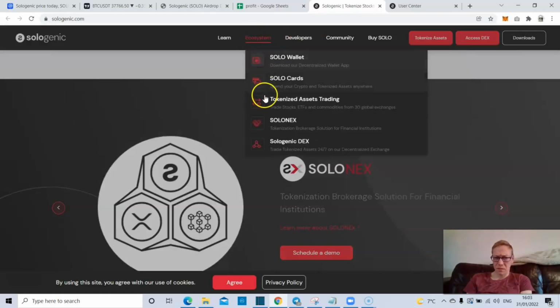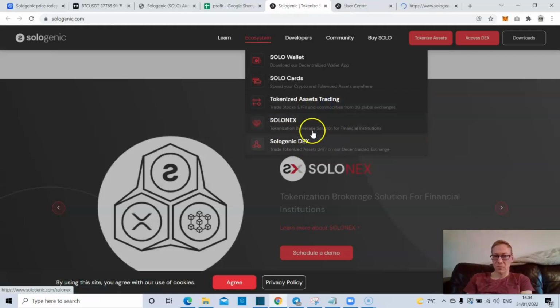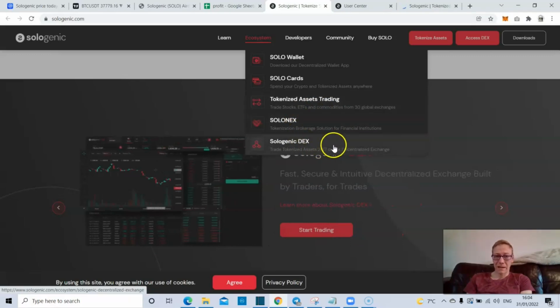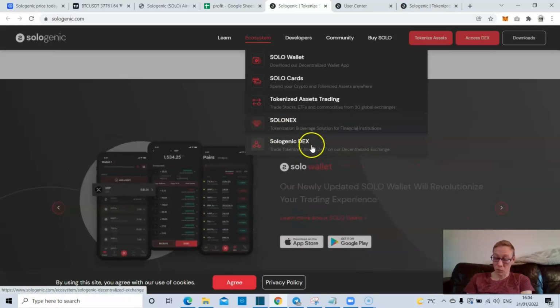Their ecosystem is impressive in what their intentions are. Tokenized asset trading is a big bit. And then they've got a tokenized brokerage solution for financial institutions. And then obviously their tokenized assets for the DEX, or the DEX itself.